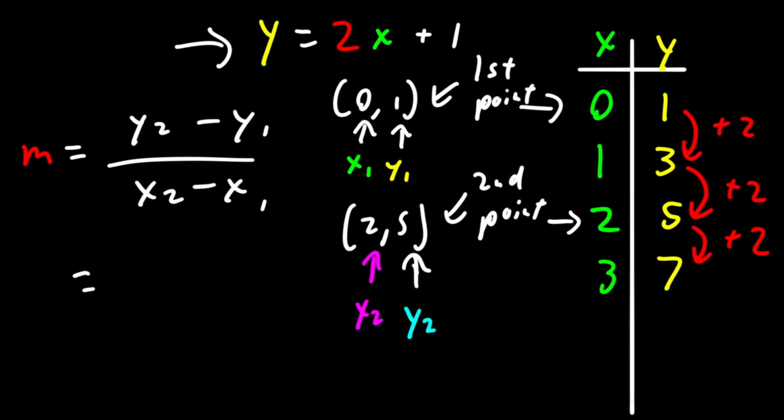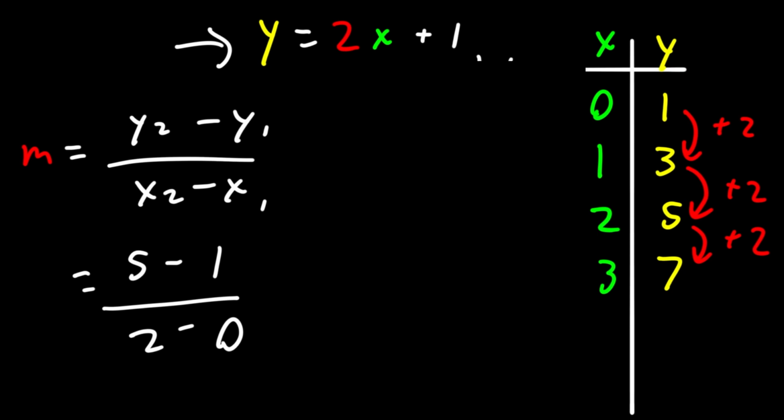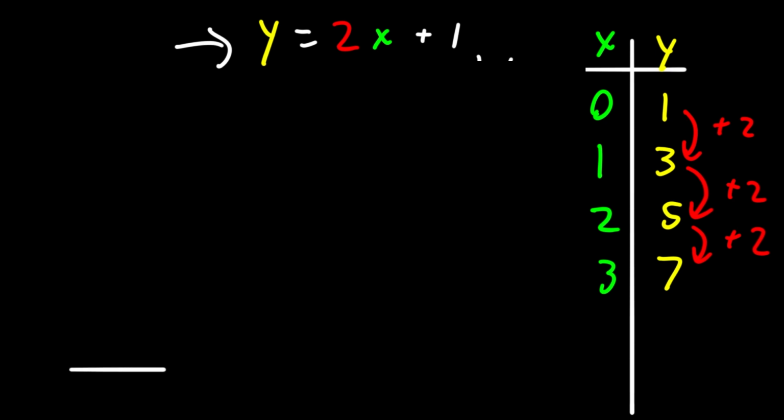Now let's plug this into the formula. So y2 is from the second point, and that's going to be 5. y1 is from the first point, and that's going to be 1. x2 is from the second point, and that's going to be 2. And x1 is from the first point, and that's going to be 0. So let's make some space. Let's start over here. 5 minus 1 can simplify to 4. 2 minus 0 is still going to be 2. Now we have 4 over 2, and that's the same thing as 2. So we've confirmed that m equals 2. So that's the right answer. And now let's graph the equation.